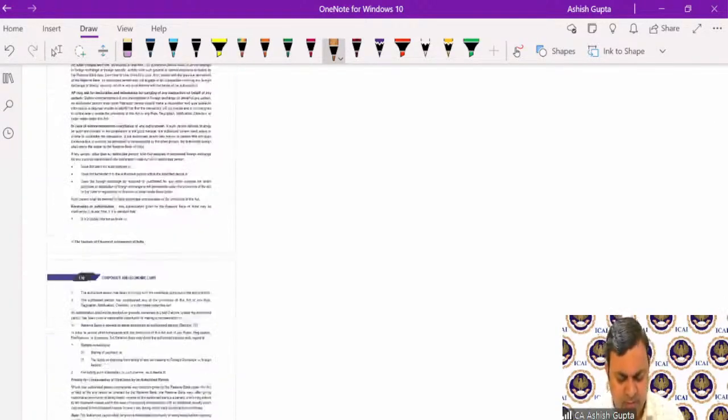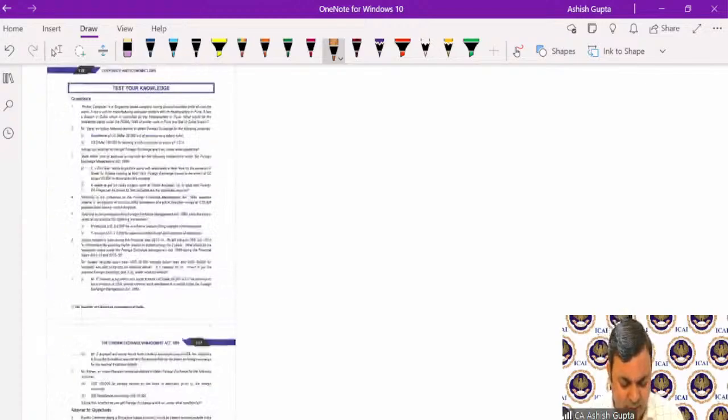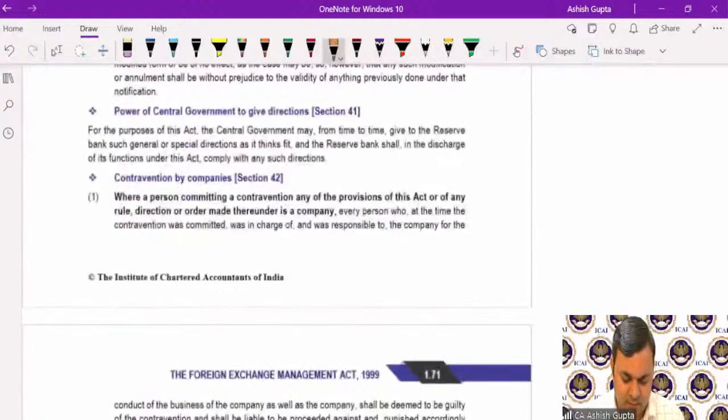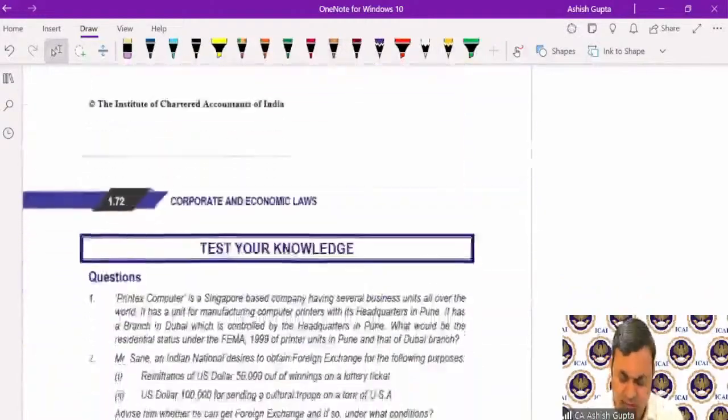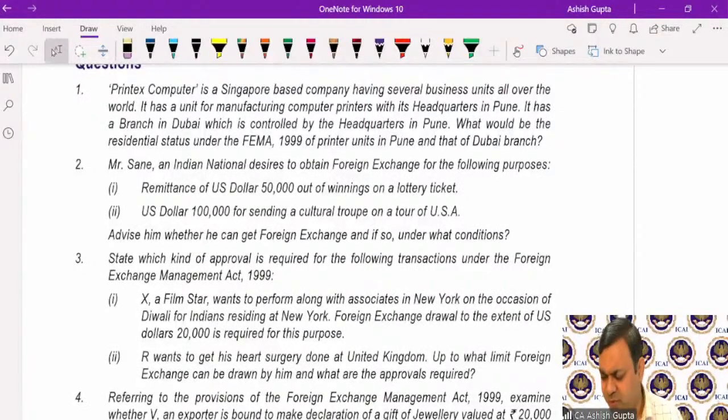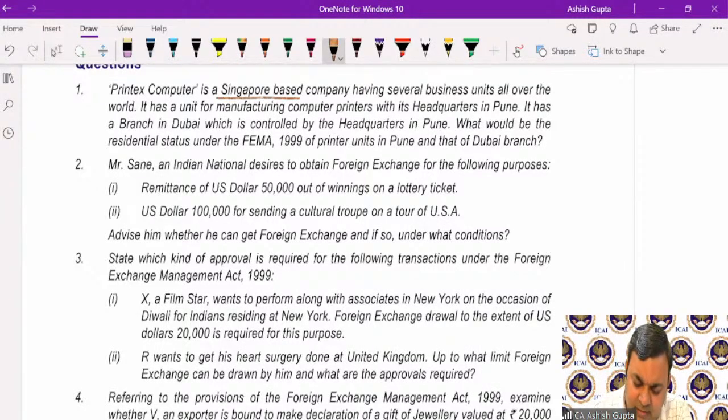Okay. So page number 73 in your module. Some questions as previous examination questions are there. We will discuss these questions with respect to the FEMA part. First question. Printex Computer is a Singapore-based company. If you have any doubt with respect to FEMA, any of the concepts, you can raise your doubt in this session only.